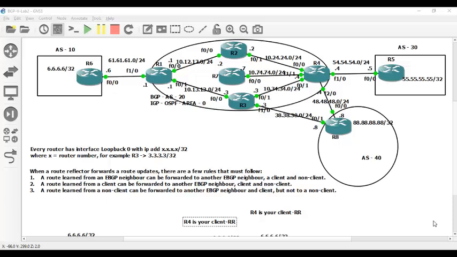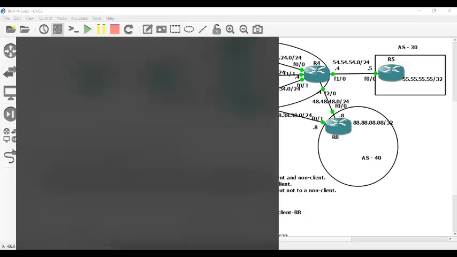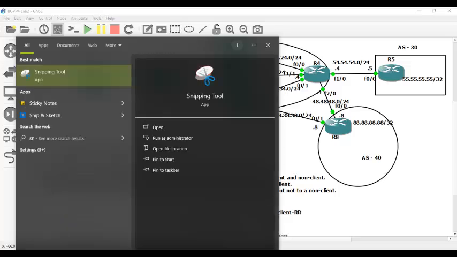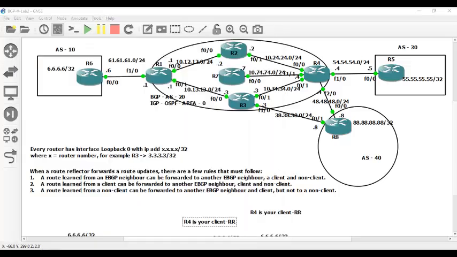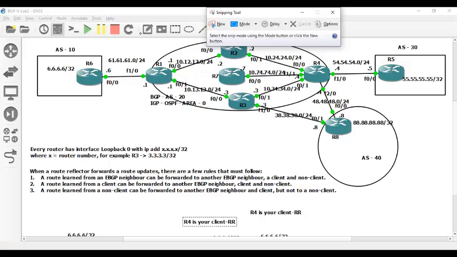Right. This is the topology that we are going to use to understand route reflector in BGP. There is a rule saying a route learned from one IBGP should not be given to another IBGP. Let me explain with the picture, with this topology.